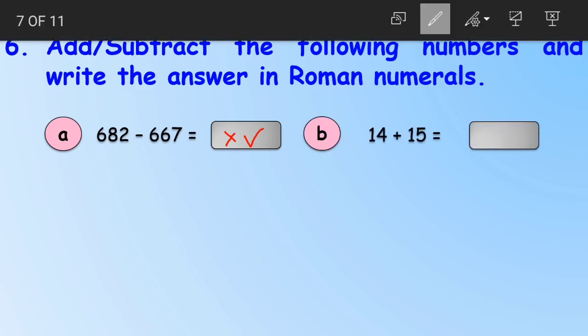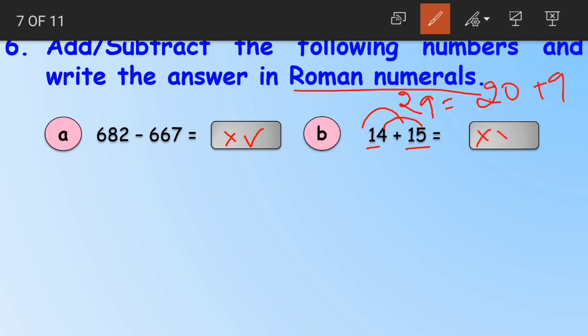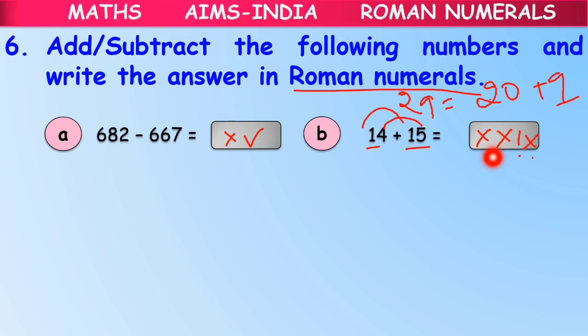The next question, 14 plus 15. Now 14 plus 15 gives us what? 4 plus 5, 9. 1 plus 1, 2. 29. Now how do we write 29 in Roman numerals? 20 plus 9. 20 is written as XX and 9 is written as what children? IX. Very good. IX, which is equal to 10 minus 1. So 29 is equal to XXIX.